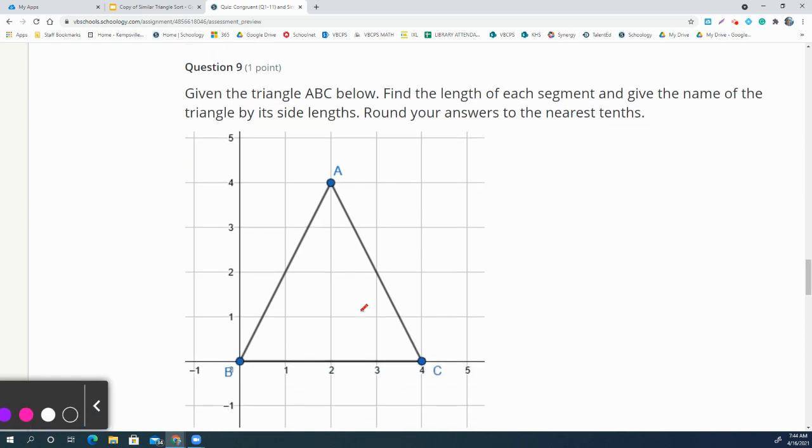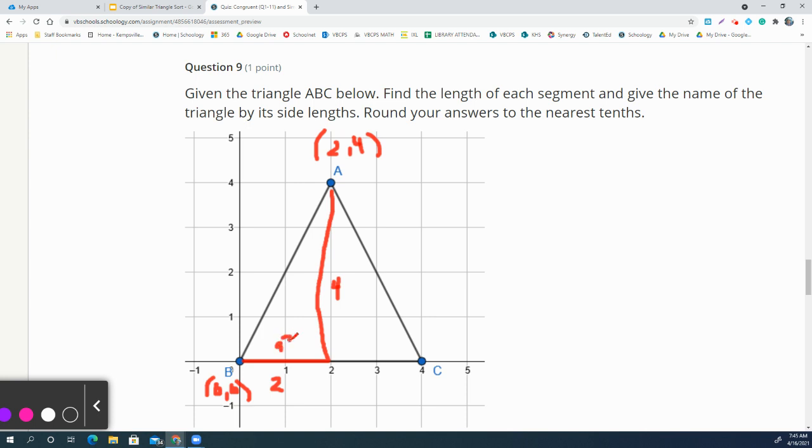So if I come down to number 9, find the length of each segment and give the name of the triangle by its side lengths. So if B is 0, 0, and A is 2, 4, I need to find the distance here. So you can do that 2 ways. You can make this right triangle. Sorry, my lines are not very good. The width is 2 and the height is 4.